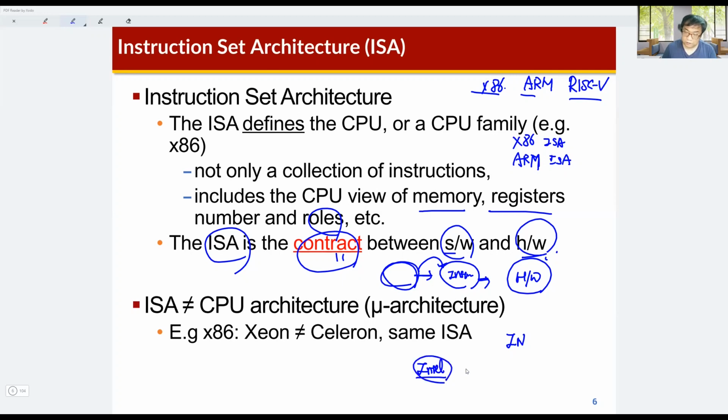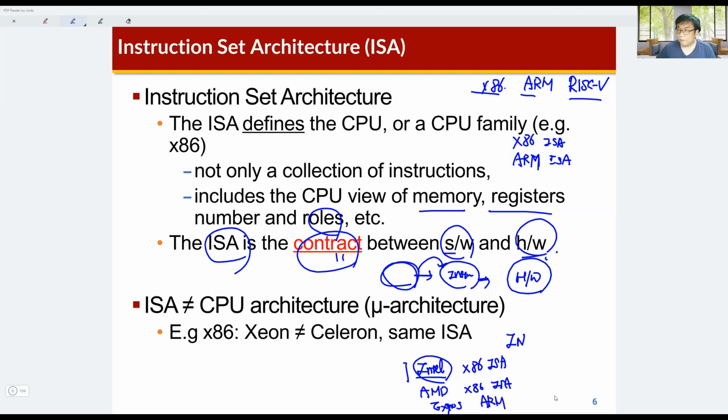Intel CPU can execute the x86 ISA. How about the AMD? AMD CPU also can execute the x86 ISA. This is because Intel CPUs or AMD CPUs are designed to execute the x86 ISA. But how about the Exynos? Oops. Exynos cannot execute the x86 ISA because Exynos is designed for executing the ARM instruction set architecture.